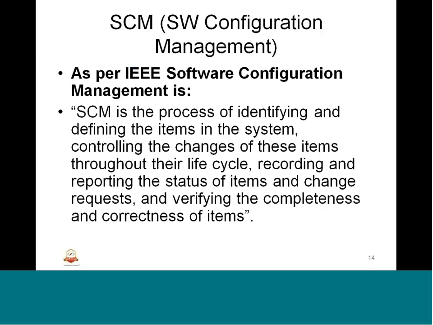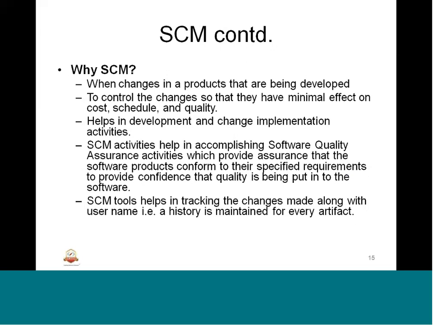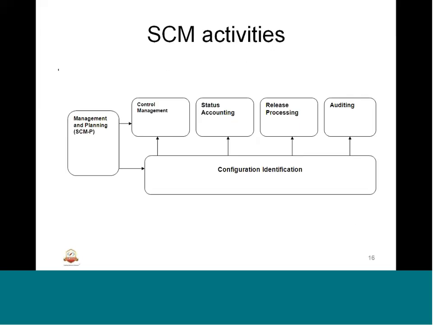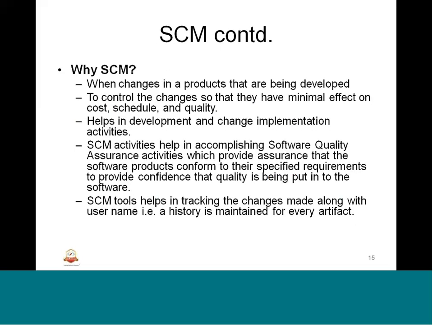So now coming to SCM, software configuration management. SCM is the process of identifying and defining the items in the system, controlling the changes of these items throughout the life cycle, recording and reporting the status of items and change requests, and verifying the completeness and correctness of items. Why SCM? When there are changes in products being developed, we need software configuration management to control the changes so that they have minimal effect on cost, schedule and quality. Basically we need to control the changes so that the impact is minimally mitigated and addressed.